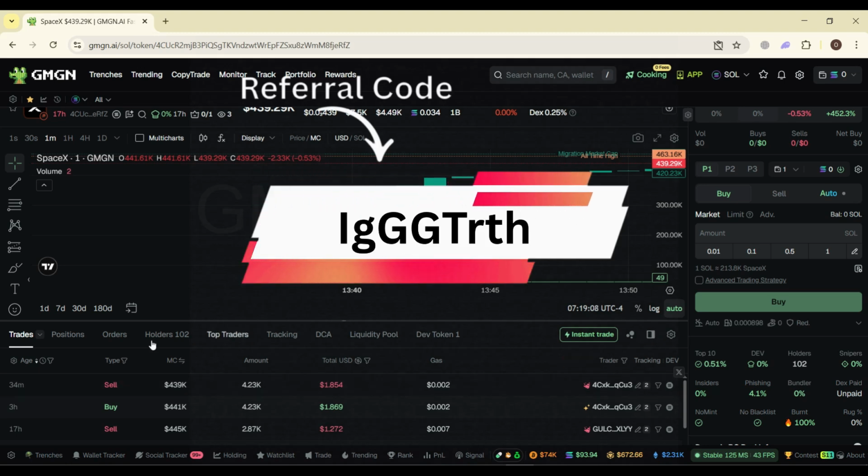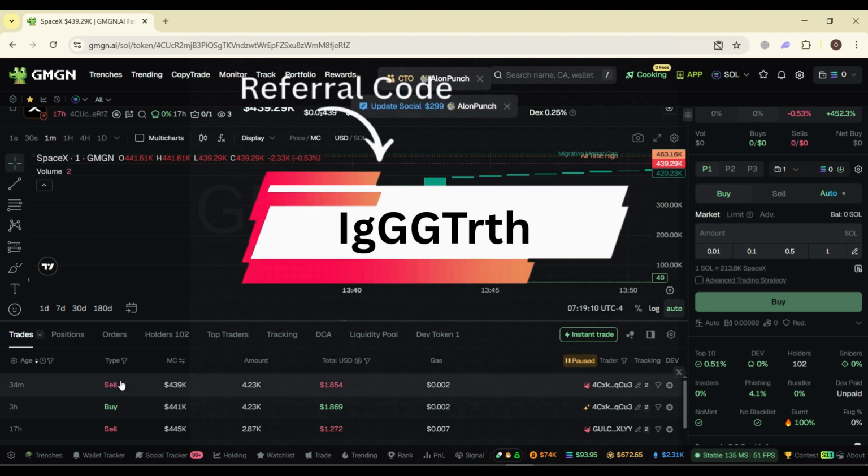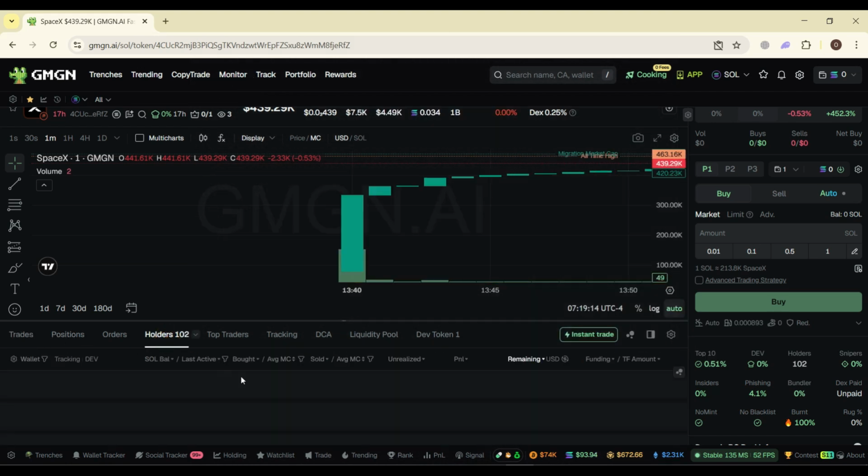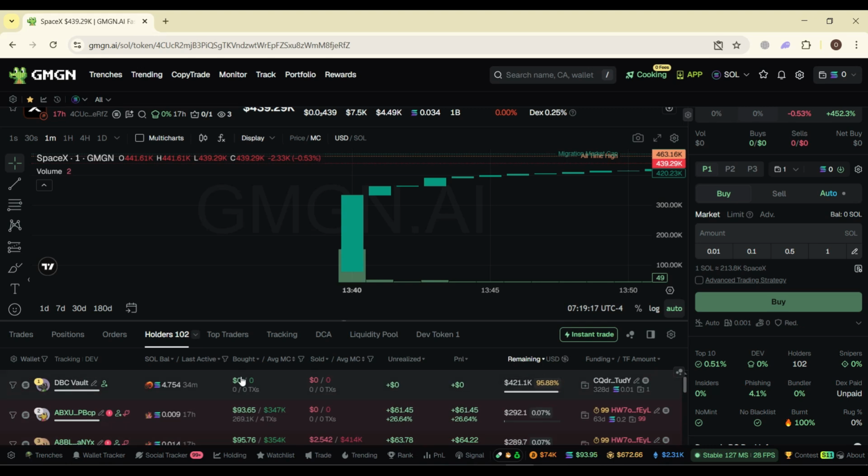Okay, you can find the wallets as well as the transaction trade history in the trade section, and you can check for the holders here. Okay, so where to find it in GMGN, I have told you. You can find these options in the holders and the trade section.